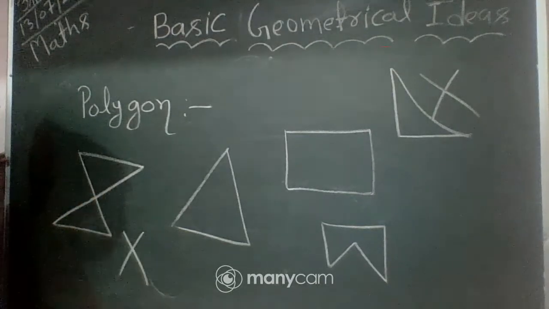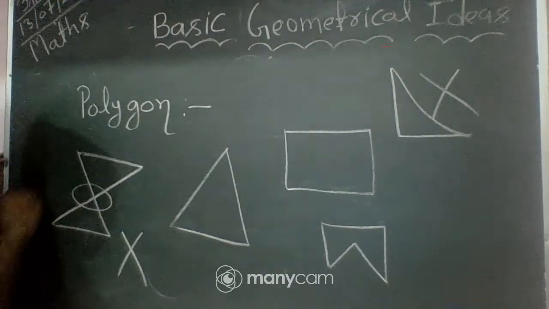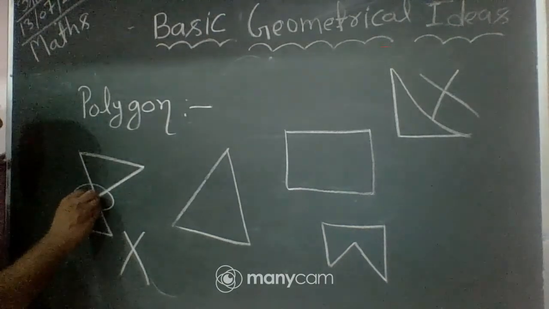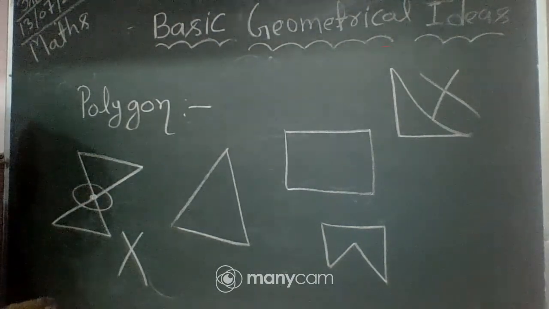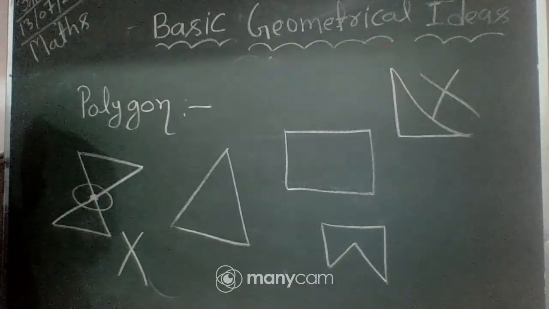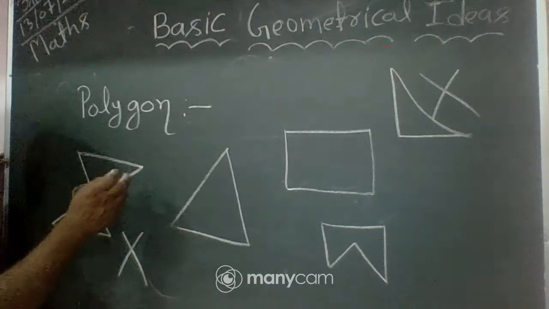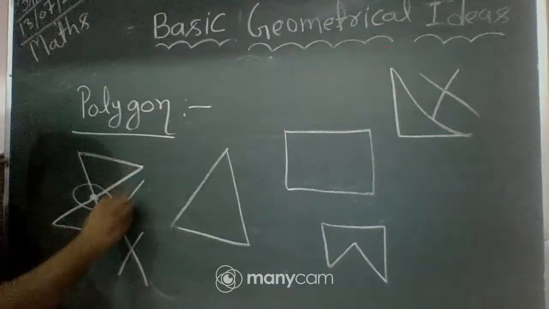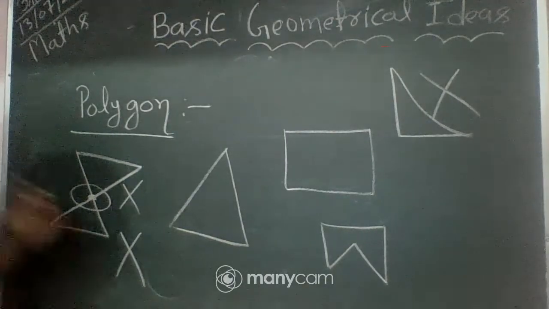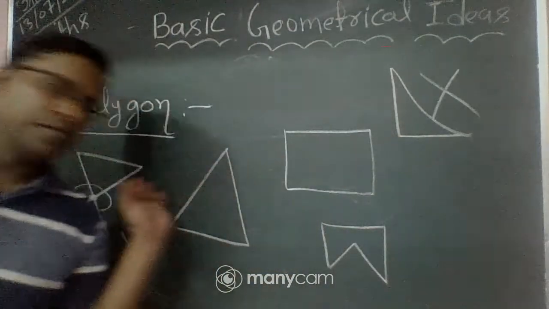Why is this not simple? Because the curve intersects itself at a point. At this point it intersects itself. So this is not a simple closed curve. This is only a closed curve made by line segments, but it is not a polygon. Clear? So only this figure is a polygon, but this and these are not polygons.